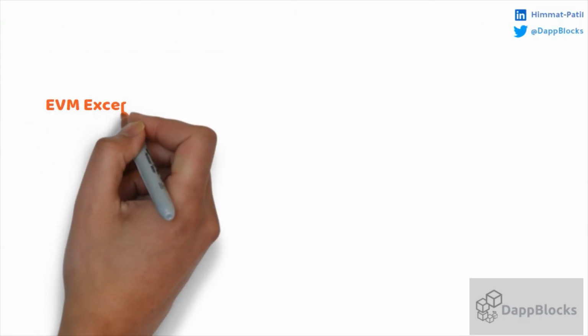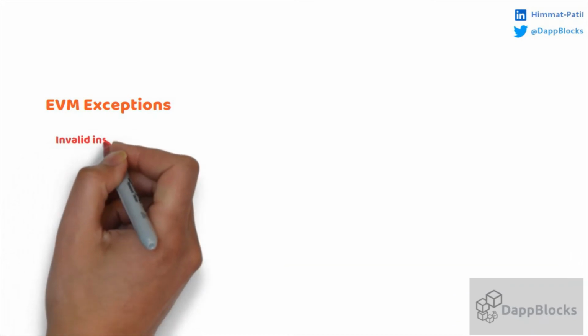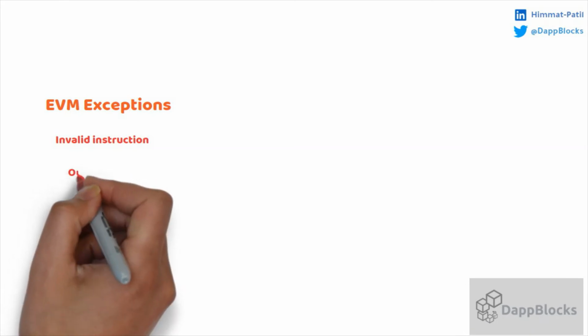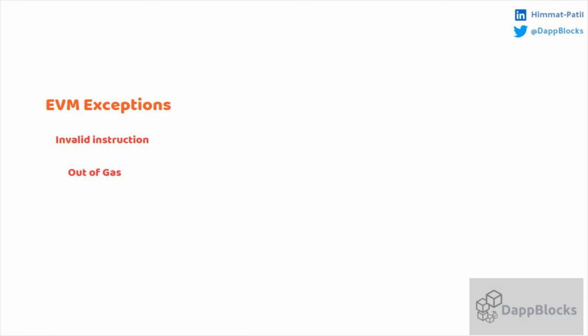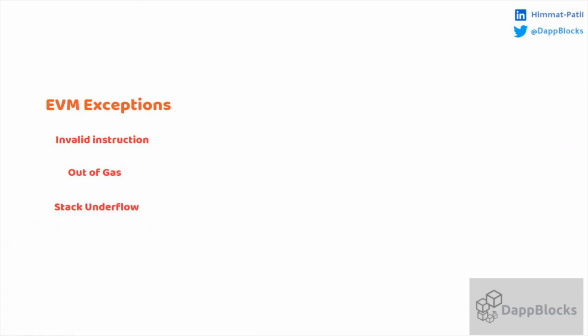EVM errors or exceptions. First, when EVM code contains invalid instruction, then it will throw an invalid instruction exception. Second, out of gas exception. When transaction is submitted with less gas than the actual required gas, then it will throw an exception. Third, stack underflow exception. This is again our data structure concept. When EVM tries to remove item from empty stack, it will throw this exception.